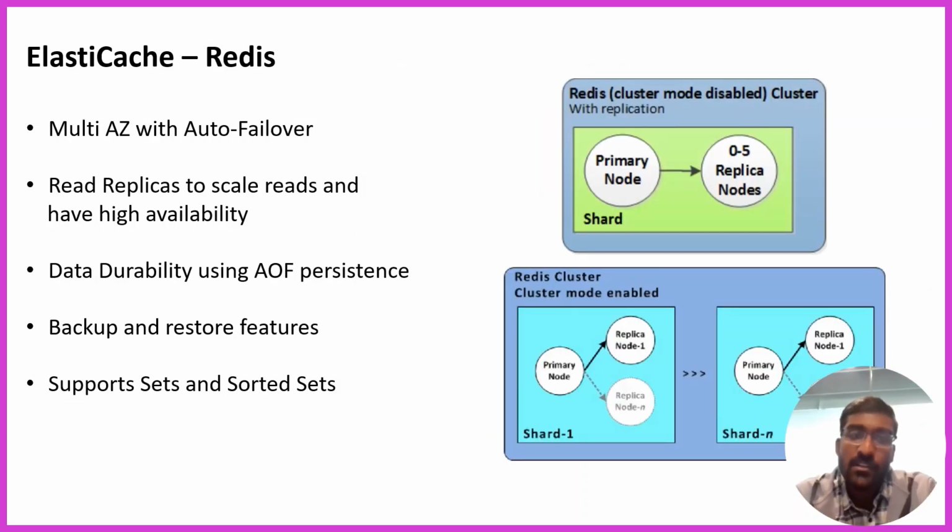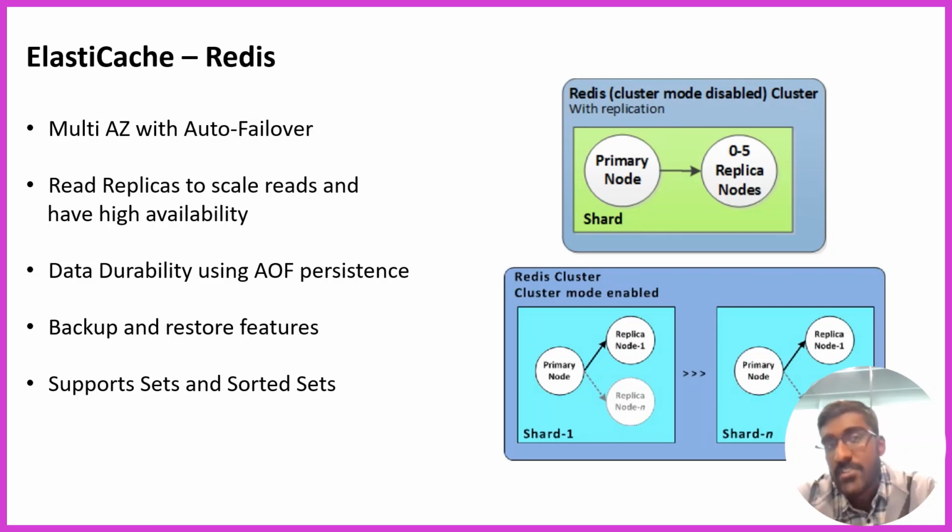Now let's take a look at the ElastiCache Redis cluster. ElastiCache Redis cluster provides multi-AZ with auto failover. It is a feature that ensures high availability and fault tolerance for your Redis instances. It involves running a primary Redis node in one AZ and a standby node in another. In case of a failure, the system automatically fails over to the standby node.